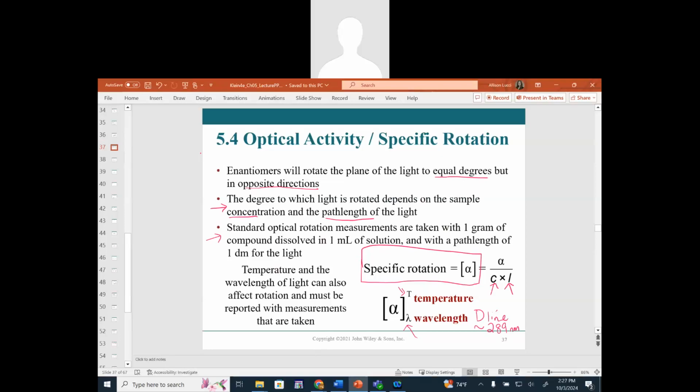And that will be given generally in grams per milliliter units. And up top here, this is our observed angle of rotation. That observed angle of rotation, as we mentioned, has to do with the concentration and the path length. So these would standardize our specific rotation value for our compound by dividing by both the concentration and the path length.